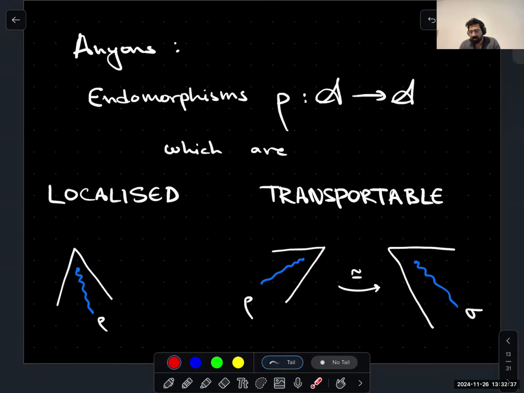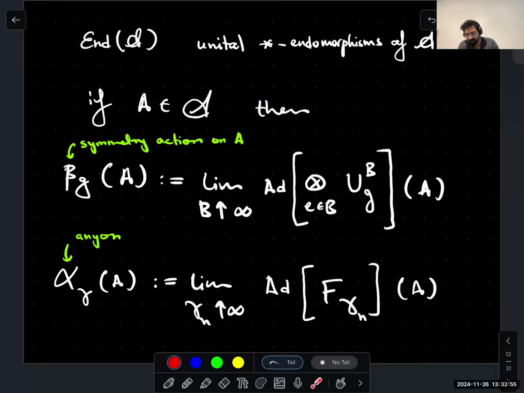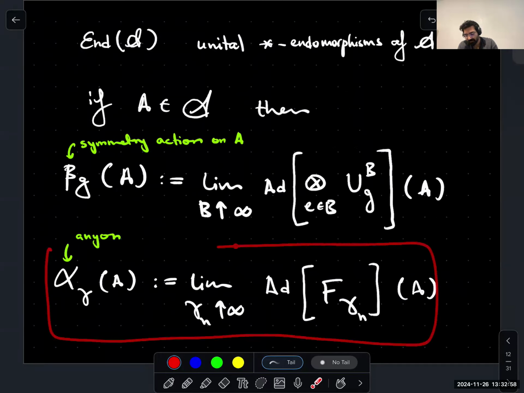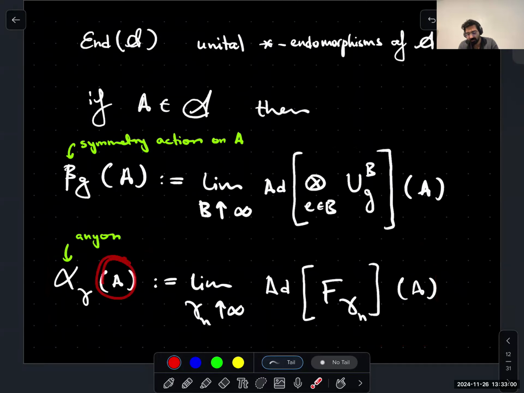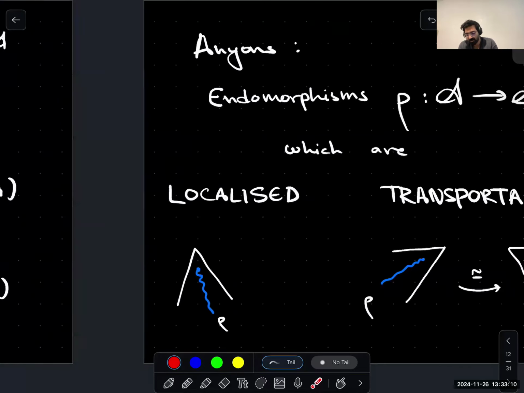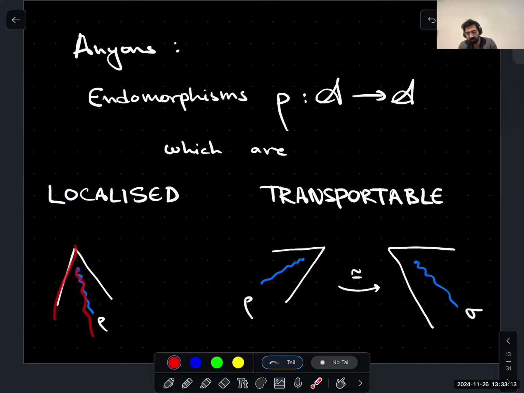Anyons. Okay, so that last example in particular is a very important endomorphism that we consider. It's localized and it's transportable. So what does that mean? Let's go back to this definition. We have some observable A, and this thing is acting on A by adjointing with some string operator, and let's say this string, gamma n, lies in some cone lambda.